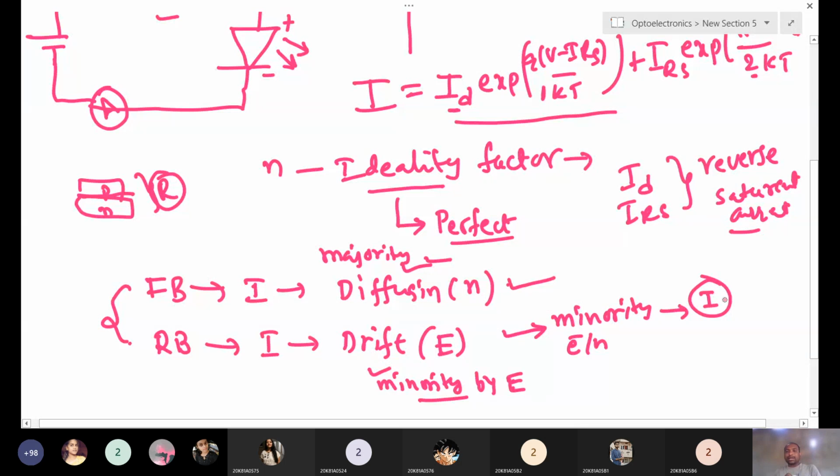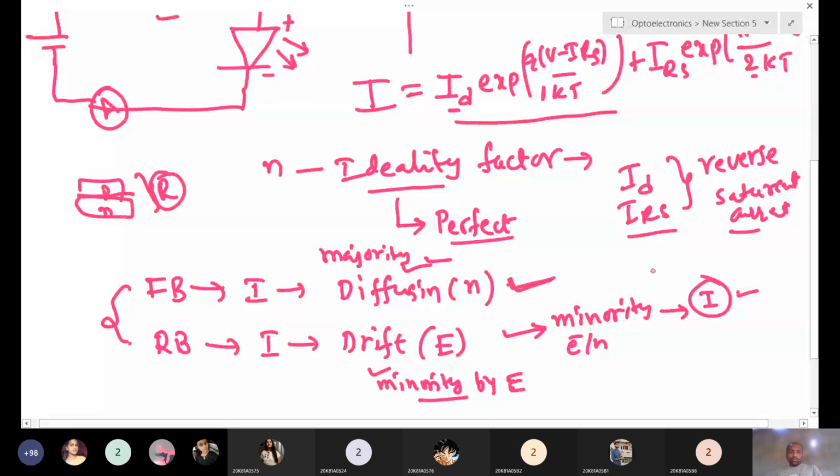That is what we call leakage current. But we want only the forward current. Because of this minority carrier flow, we are getting some reverse current. That is the reverse saturation current or leakage current. This should always be small. Then only our device is perfect.